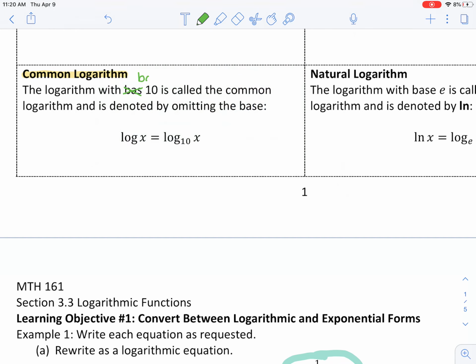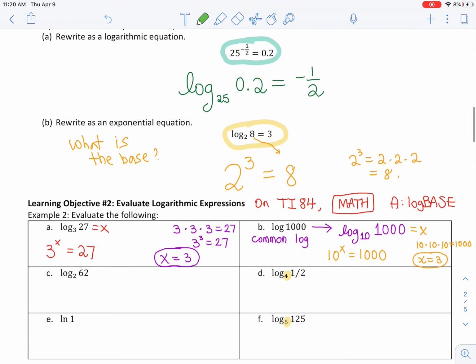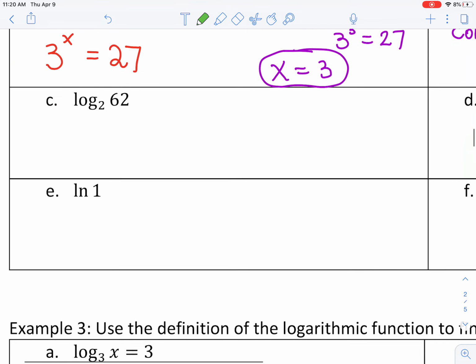Can you change that to base for me? The logarithm with base 10 is called the common logarithm and is denoted by omitting the base. So if they just simply say log x, you know that's the same thing as log base 10 of x. Okay? So we just talked about the common log. There is another one called the natural log, and we're going to write ln, but we'll get there in just a second. Let's look at the other ones right here.